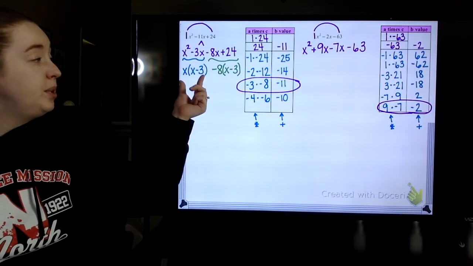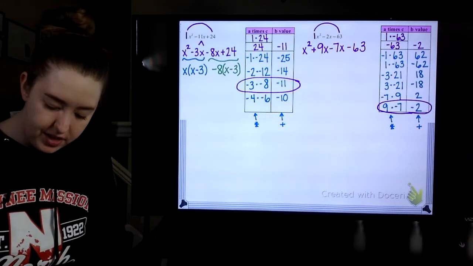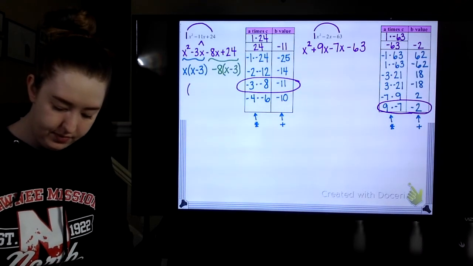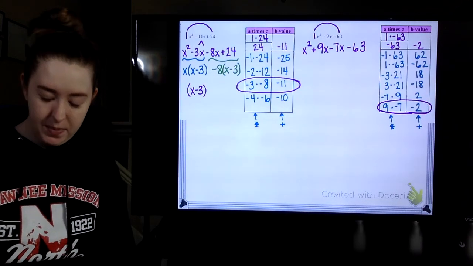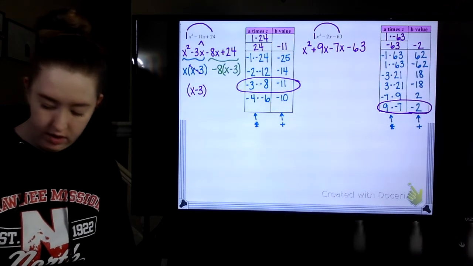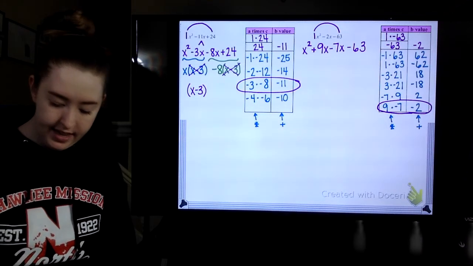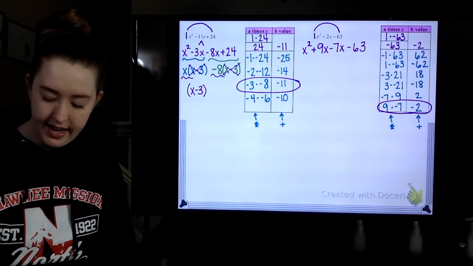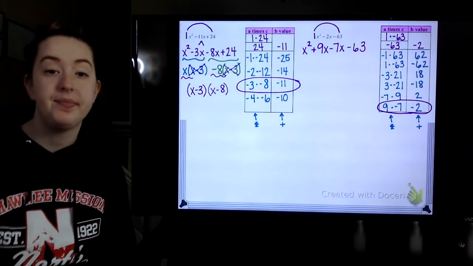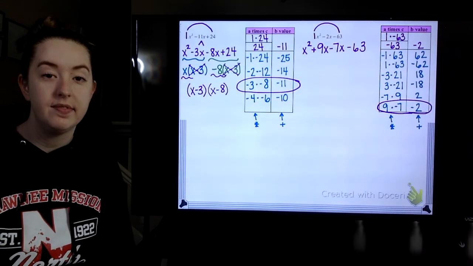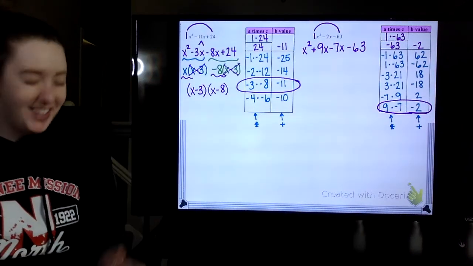So what do this blue term and green term have in common? They have that x minus 3 in common. Once we factor out that x minus 3, the only thing left over on the inside there is x and negative 8. So the other set of parentheses is x minus 8. Cool, and we're all done with that one. Let's look at the next one.